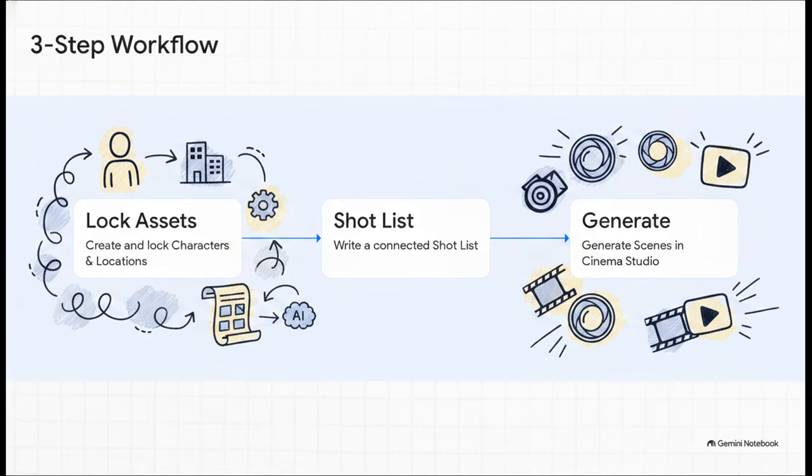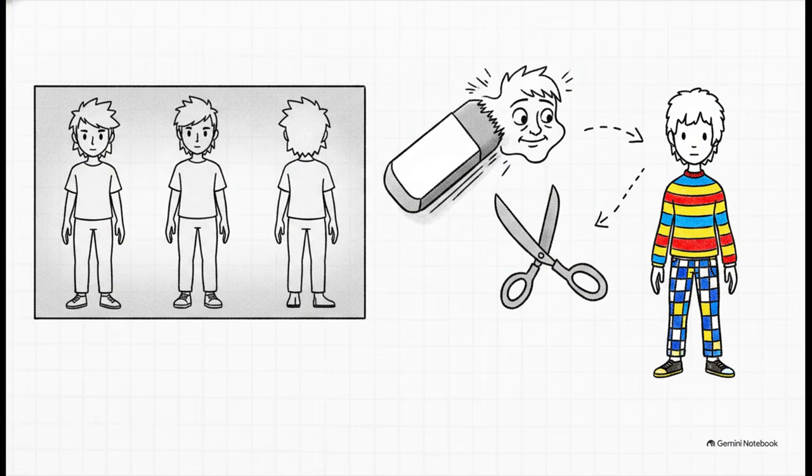First, you build and lock your assets. Then, you use an external tool, like Claude, for example, to write out a highly detailed connected shot list. And finally, you pull all those assets and prompts into Cinema Studio to actually generate the shots. Honestly, it's a highly manual, very methodical process. And because it's so manual, there are some pretty wild pro tips creators have learned the hard way.